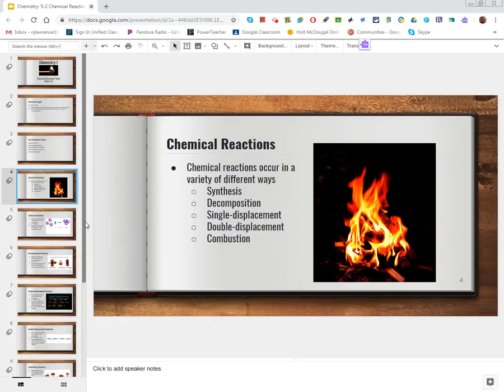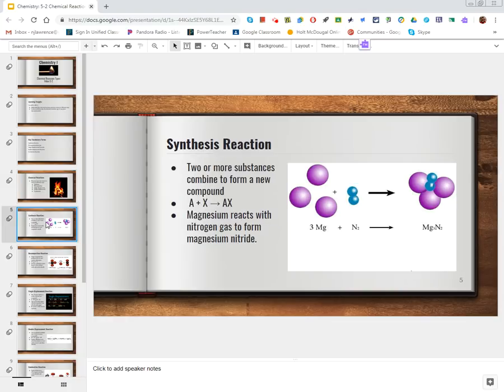So as we go through here, pay attention to the different chemical equations that I give you, because your number one job from this video is going to be able to recognize and identify the different chemical reactions based on their chemical equation. So here's the first one, the synthesis reaction. This is also sometimes called the combination reaction.